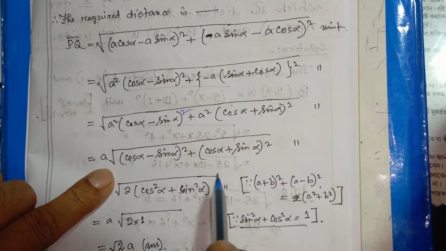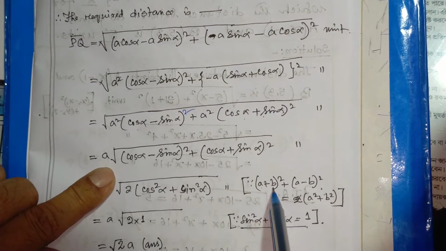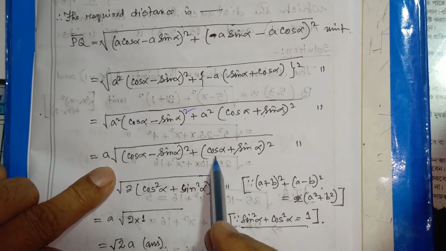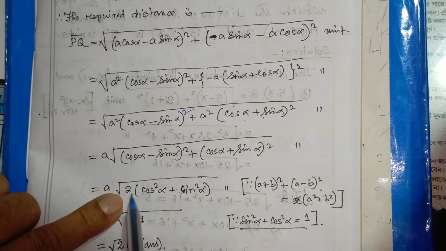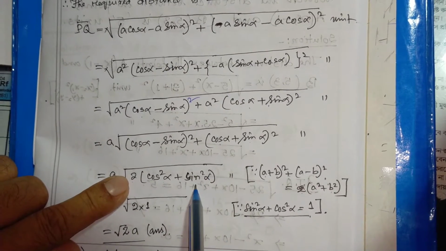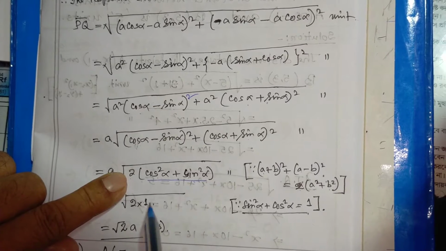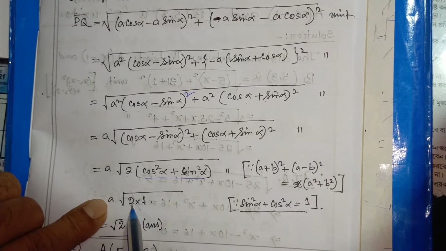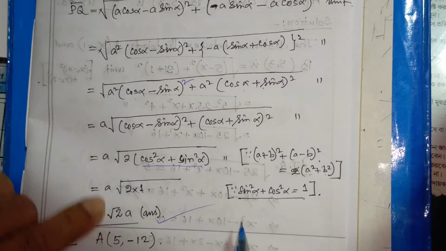Most probably in algebra you have learnt a formula which is A plus B whole square plus A minus B whole square equal to 2 into A square plus B square. See here, A plus B whole square plus A minus B whole square, it means 2 into A square means cos square plus B square means sin square alpha. And most probably you have learned that sin square alpha plus cos square alpha equal to 1. So 2 into 1, that means the root 2. You can write root 2 A. So this is the answer.